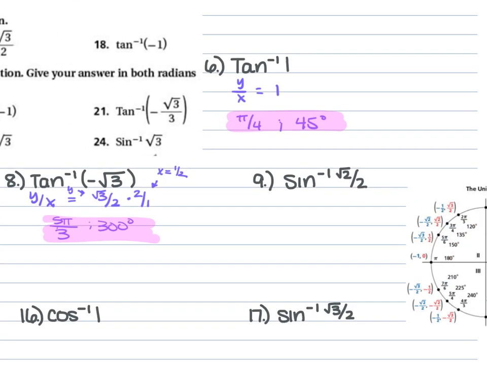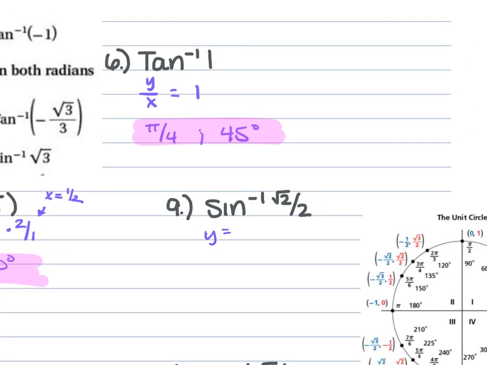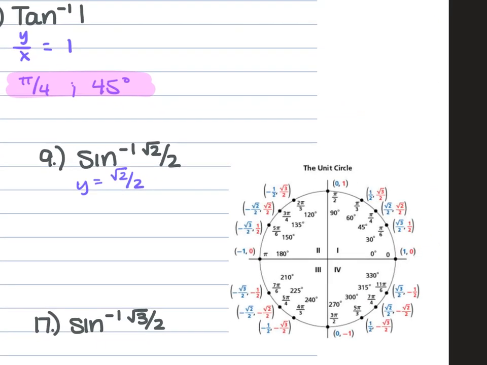For 9, we're dealing with the inverse of sine of the square root of 2 over 2. So y is going to equal the square root of 2 over 2. So looking at our unit circle, where is y the square root of 2 over 2? Well, y is the square root of 2 over 2 here, so that's 45 degrees and pi over 4 as well.